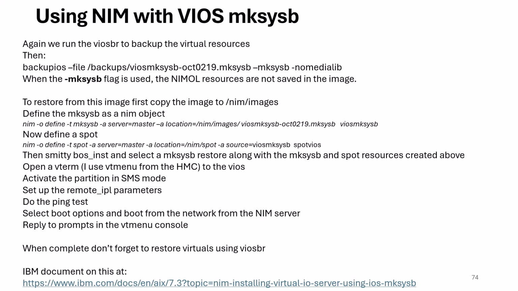The other option you have is to use NIM with your VIO server mksysb image. And in this particular case, you're going to define the mksysb as a NIM object, you'll define the SPOT, and then you'll do a SMIT bos_inst and do a mksysb restore. Basically the same way that you would normally do one for anything else. And then when you're done, you're going to restore those virtuals using the viosbr. And I have the link down the bottom here, which tells you how to do all of that from IBM.